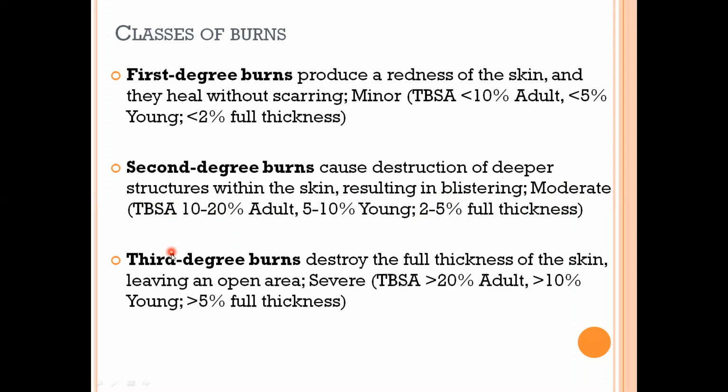Third degree burns destroy the full thickness of the skin, leaving an open area. So this is called a severe burn, having a total body surface area greater than 20% in adults and greater than 10% in young aged people, and greater than 5% of full thickness.